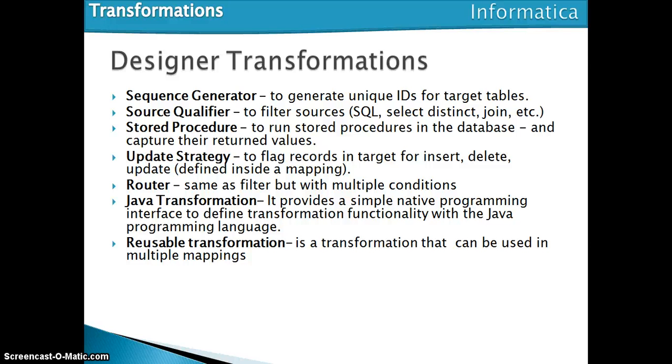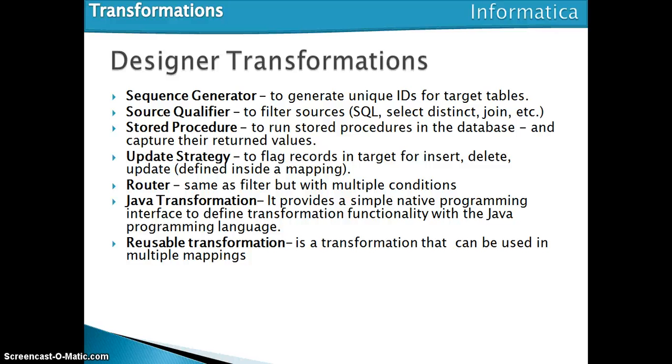Meaning in source qualifier transformation we can use an override SQL query, and we can use the query using distinct operations and using a join condition. And stored procedure transformation, to run stored procedures in the database and capture the return values. Update strategy, to flag records in target for insert, delete or update. And router, it is the same as a filter, but we can use multiple conditions in router transformation. However, in filter we can use a single condition.